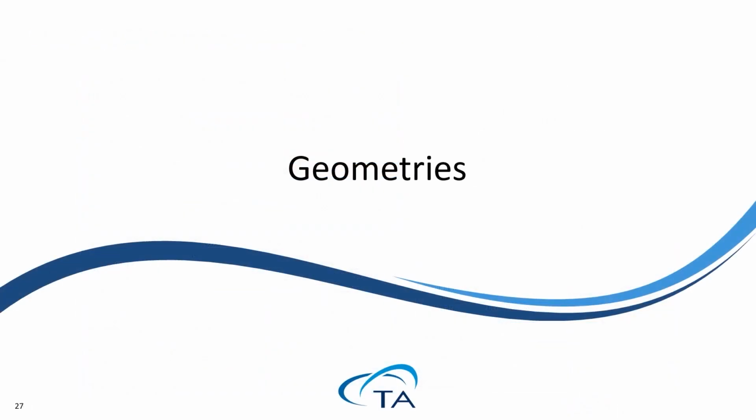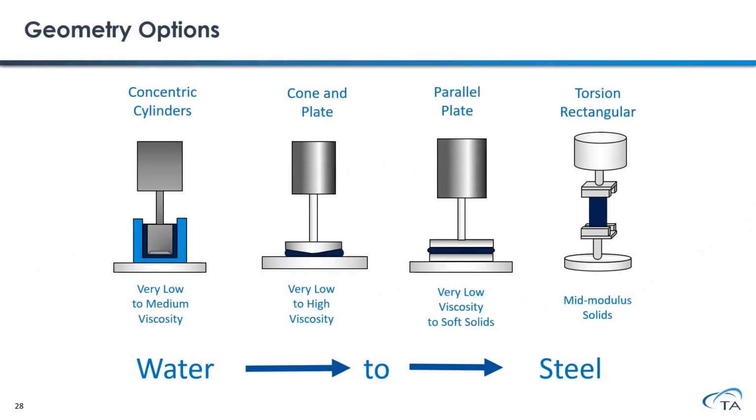Next, we would like to talk about geometries. How many different types of geometries you can use on your particular rheometer. Here is a summary of 4 typical types of geometries people commonly use in their rheological measurements. Among them, the parallel plate and cone plate are the most popularly used geometries in typical rheological measurements. They can be used to handle materials from low viscosity liquid, semi-solid, all the way to solid material.